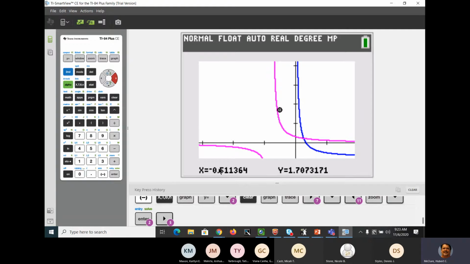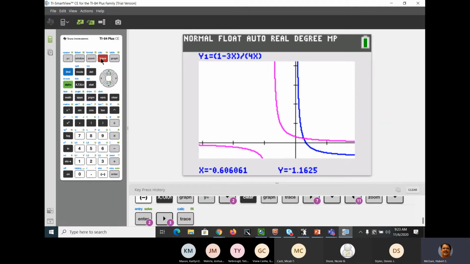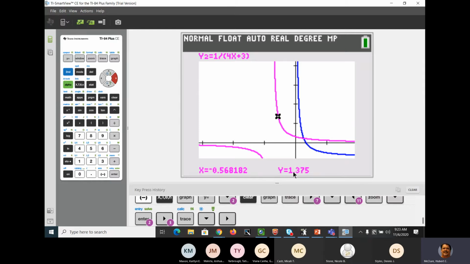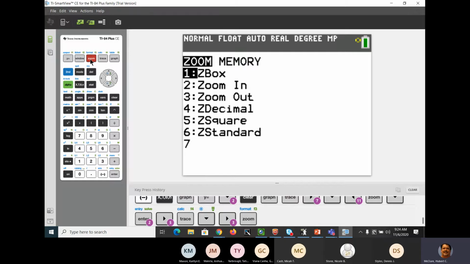There it is. Negative 0.51. Well, it's not on trace. I'm sorry, it's not on trace. There we go. Let's see if there's negative 0.56 and we get 1.37. Negative 0.53. See, we're getting close to that, and that's as close as you're going to get. We could zoom in one more time.